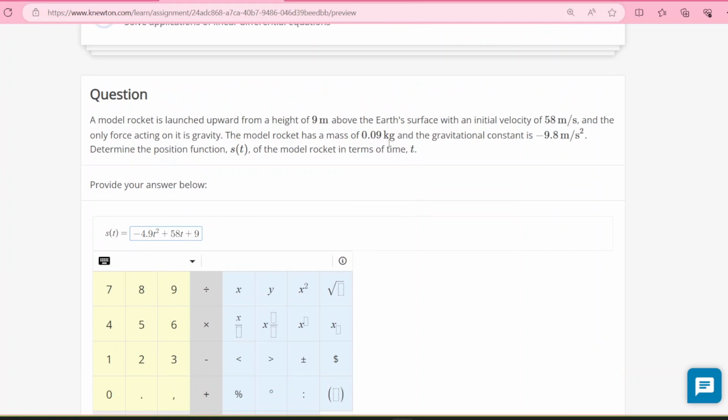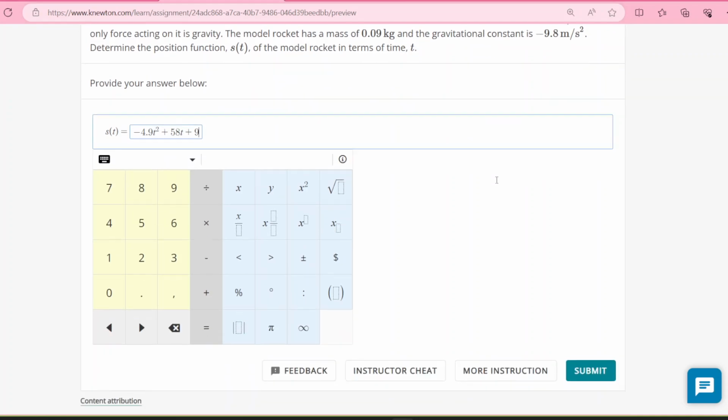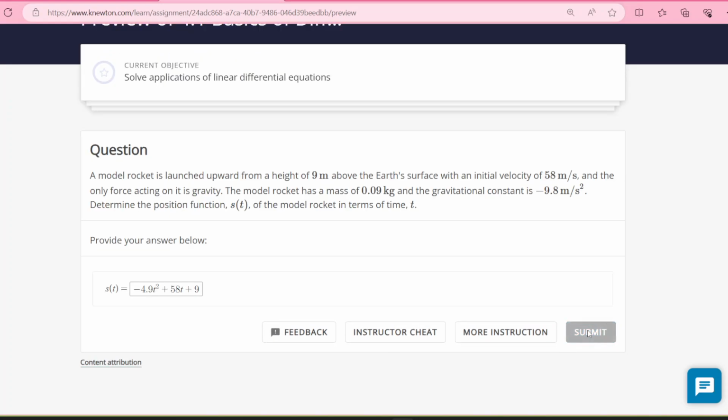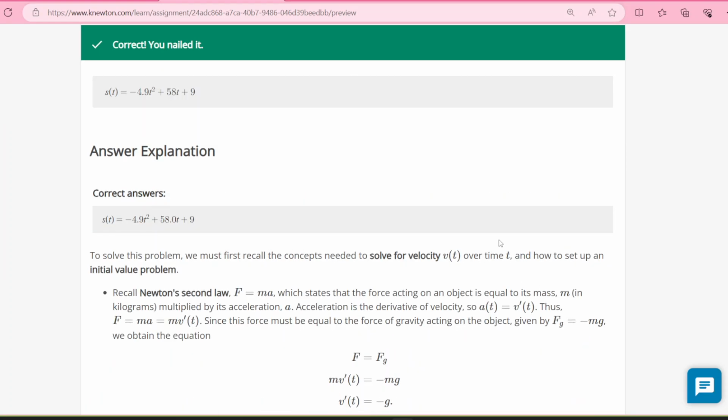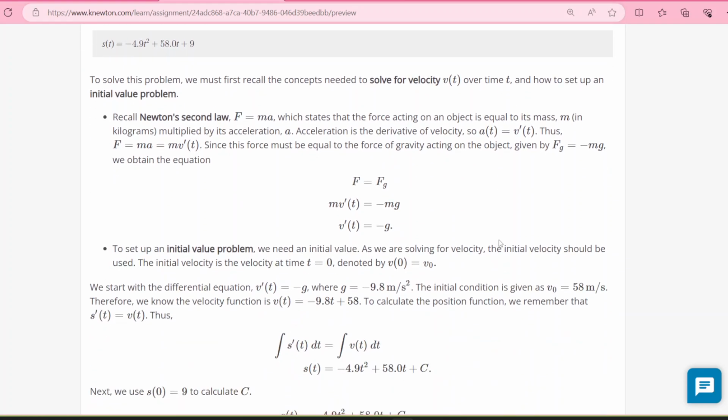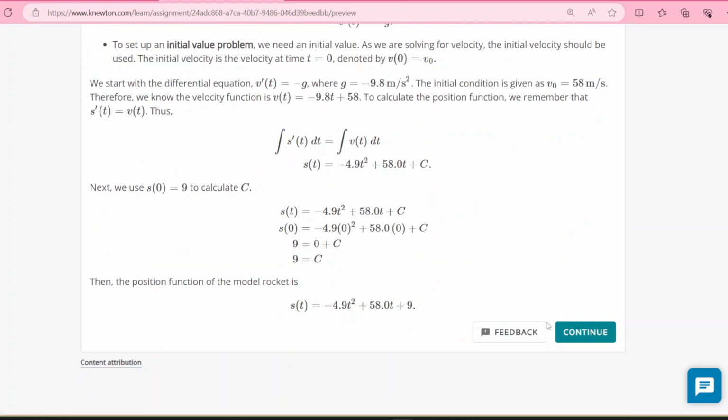Notice that the mass number had no effect on anything. So that's just a superfluous number, an inconsequential number. They're just trying to throw you off with that, the mass of the object being 0.09 kilograms. All right. Submit. Great. All right. Beautiful. And again, read through the answer explanations. Cool.